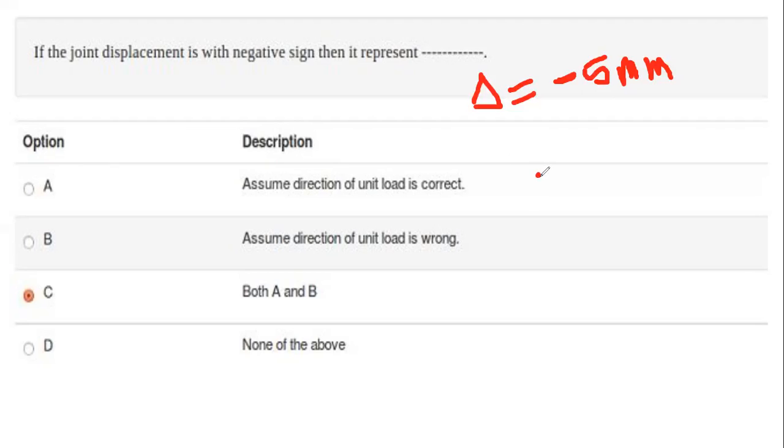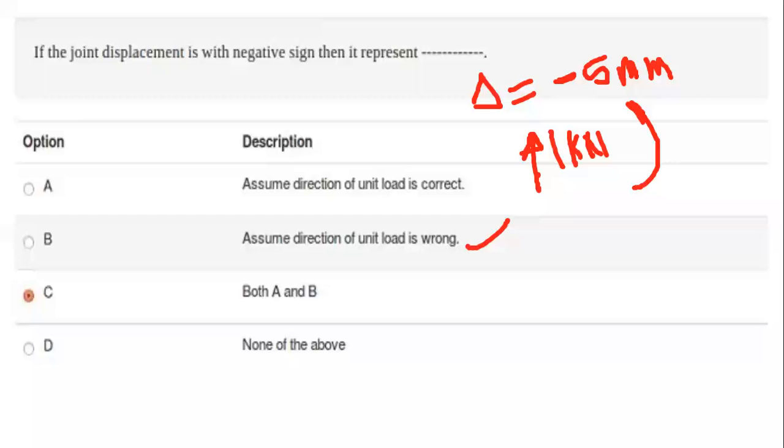Suppose in the case of a K analysis, we have assumed at a particular point the unit load as upward. After the calculation, if the answer is minus, we can conclude that the assumption about the direction of unit load is wrong. So that unit load should be downward. So here the answer is: the assumed direction of unit load is wrong. Option B is the answer.